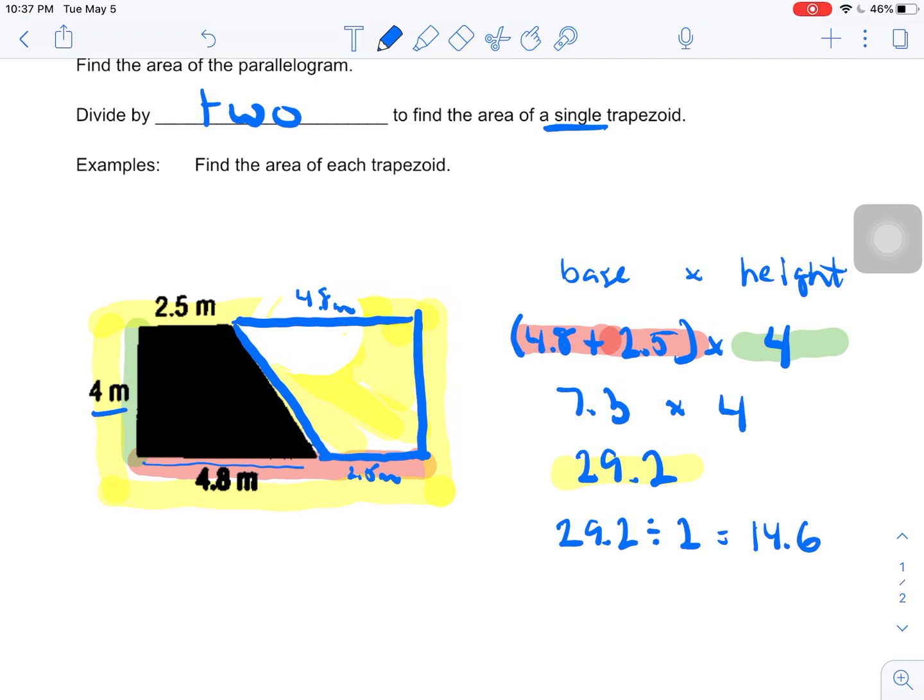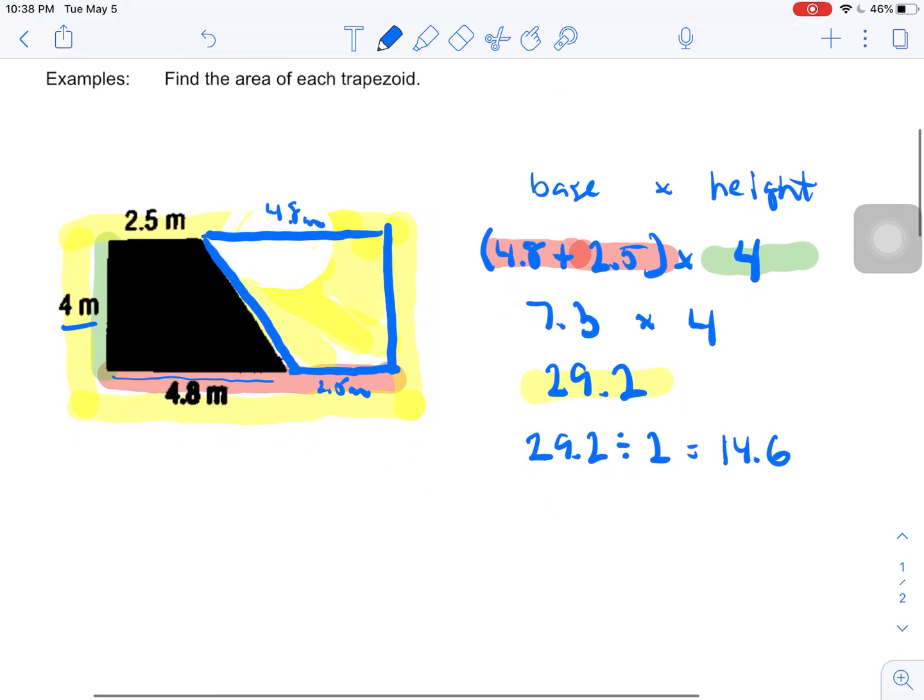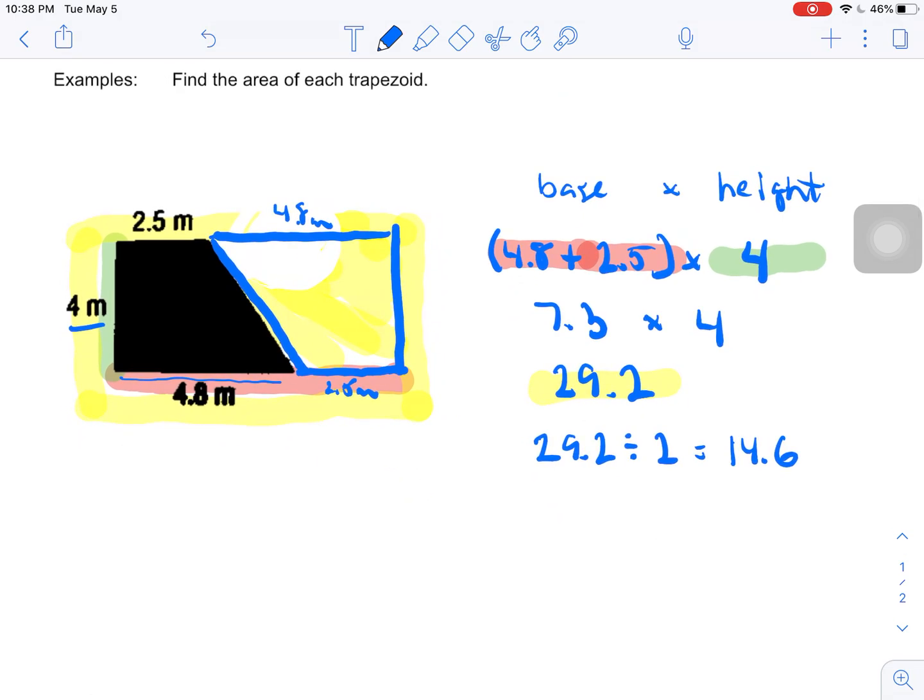So this feels a bit like a triangle calculation, because with the triangle we had to do base times height to get the parallelogram, but then we had to divide it by 2 because the triangle had been doubled. There were two triangles in there. So it's the same thing with the trapezoid. And then since we're working with area, make sure that your unit's correctly labeled.